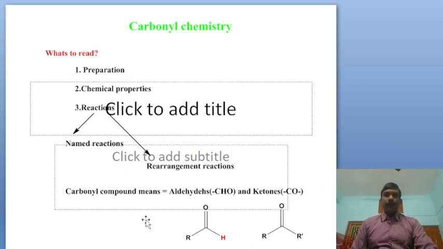compounds. Carbonyl compounds are mainly such organic compounds that specifically have the C=O double bond. Carbonyl compounds are of two types. One is aldehyde, which has the group formula CHO, and the other is ketone, where the group formula is C double bond O. The structures are given below for aldehyde and ketone.